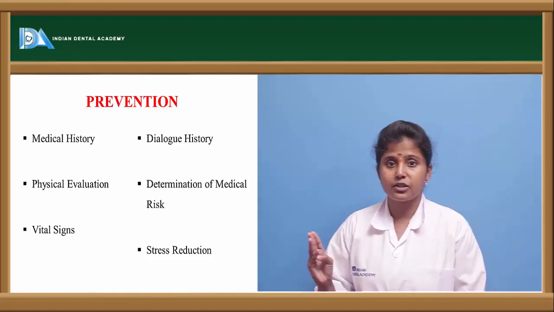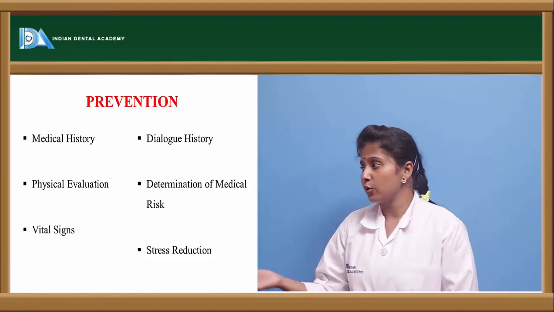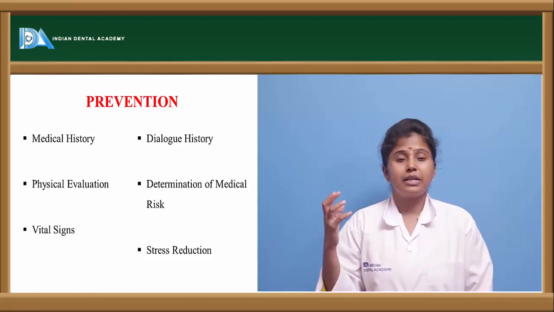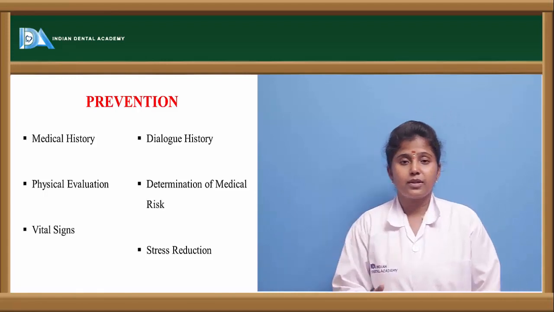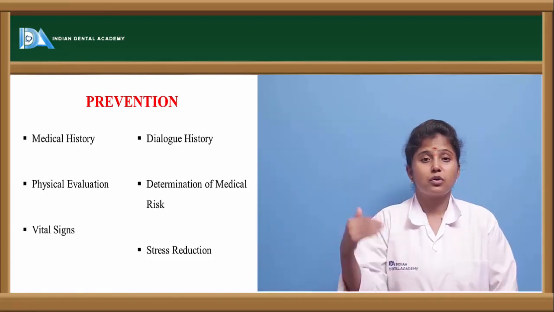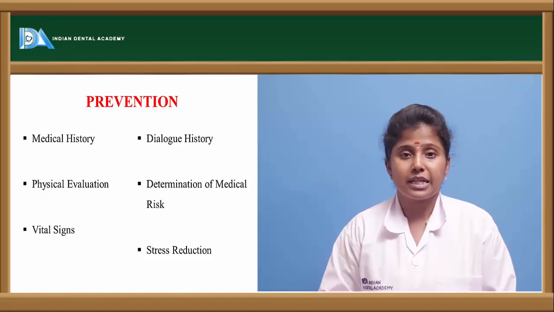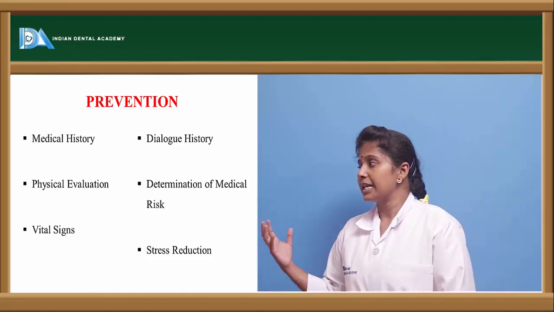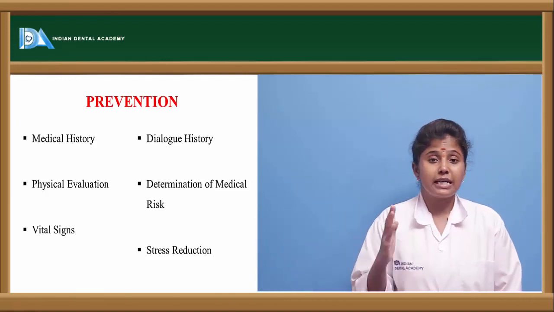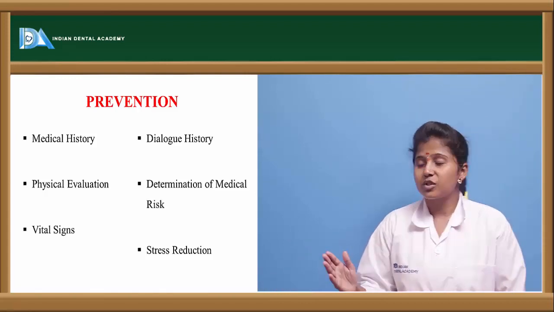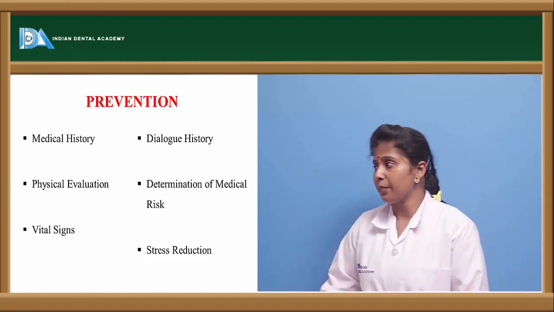We need to know the patient's medical history, what disease he suffered from and what medication he took. And physical evaluation: we need to evaluate the person physically, whether his blood glucose levels are normal, whether his blood pressure is normal, what his body weight is. Everything should be measured, including vital signs. Then dialogue history, determination of medical risk, how much of a risk he is to medications, and stress reduction. All these have to be taken into consideration before giving the prevention.